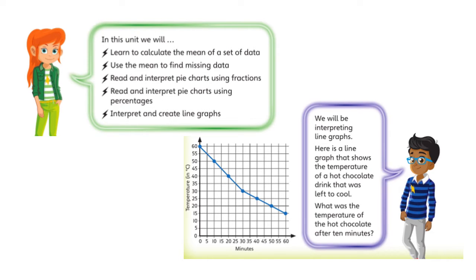So in this unit, we're going to learn to calculate the mean of a set of data. We're going to find missing data using the mean. We're going to look at a range of charts and learn how to interpret them. So looking at pie charts and line graphs and any other charts.